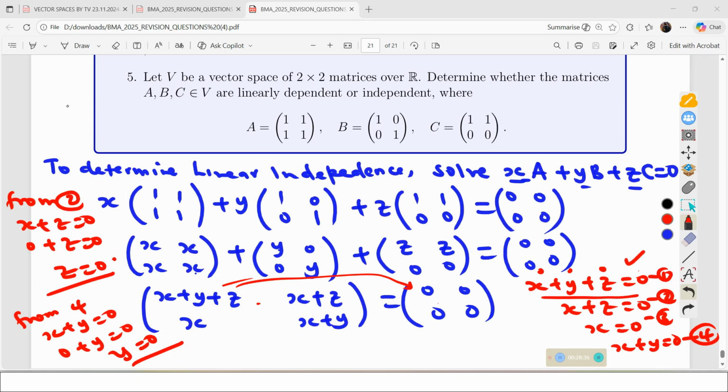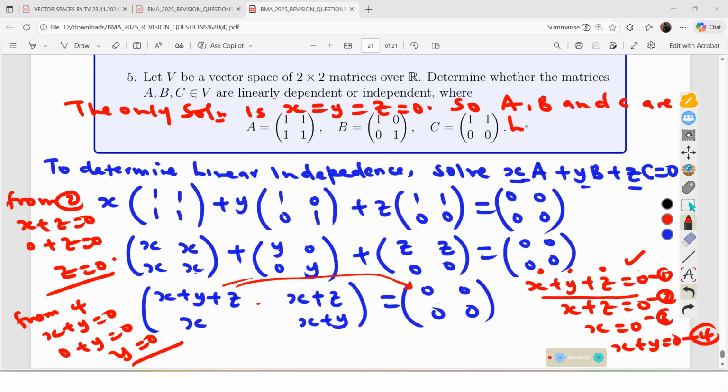Generally, we can see that the only solution is x equal to y equal to z equal to 0. So what does that mean? If you find all the scalars are equal to 0, it means A, B, and C are linearly independent. For linear independence, all the scalars must be equal to 0. But if we find one of them is not equal to 0, then we say they are linearly dependent. In this case, since all of them are equal to 0, we have linear independence.